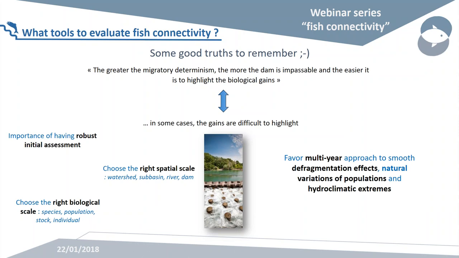And the last point is, in any case, favor a multi-approach to take care of the defragmentation effect of natural variation of population and also hydroclimatic extremes. So regularly, I say that a good project is 3 years. Yes, 3 years is the good scale, the good period. 1 year is really dangerous and you can have problems. So the best is 3 years, the good compromise.